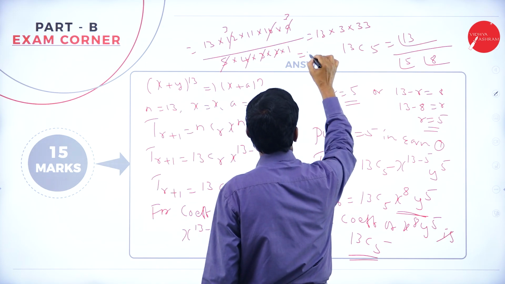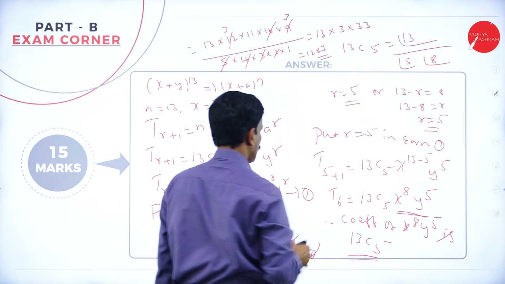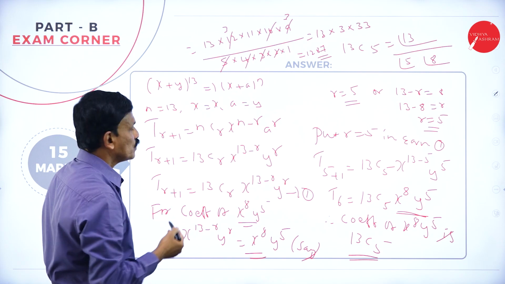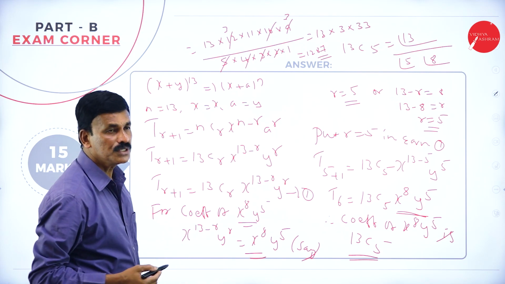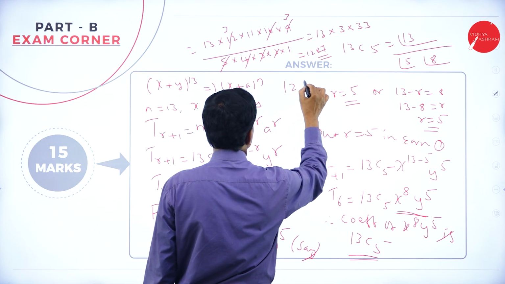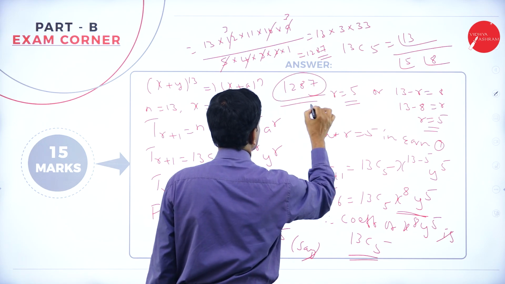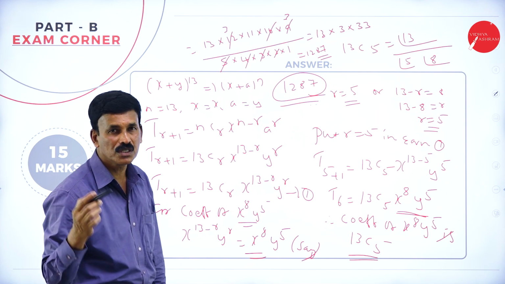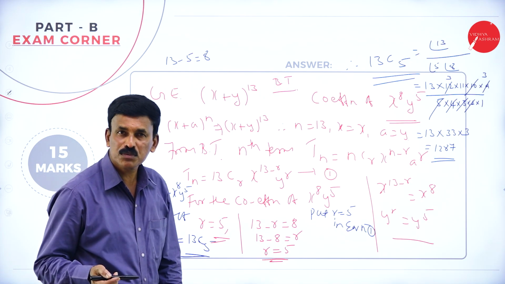1287. So, the coefficient of x raised to 8, y raised to 5 in the expansion of (x plus y) to the power of 13 is 1287, which is the required answer. 1287. If you do this much, definitely you will get 7 marks from this. Hope you followed. Okay. Now, let us come to the next problem.